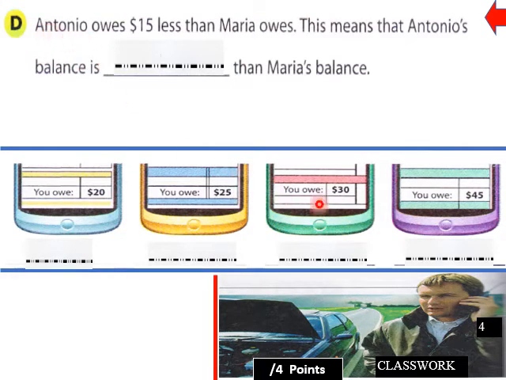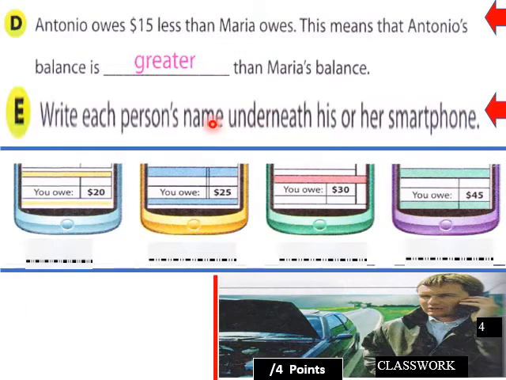Part D here, Antonio. Antonio owes $15 less than Maria owes. This means that Antonio's balance is blank than Maria's balance. So we need to know that is greater than. Antonio owes $15 less than Maria. This means that Antonio's balance is greater than Maria's balance. And write each person's name underneath his or her smartphone. Students, go ahead and write these out for these numbers, 20, 25, 30, and 45.